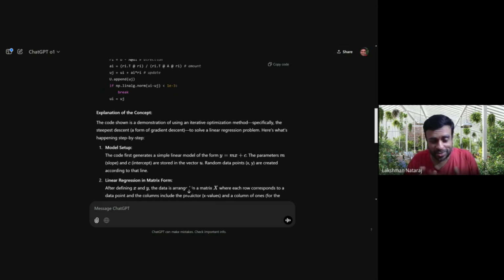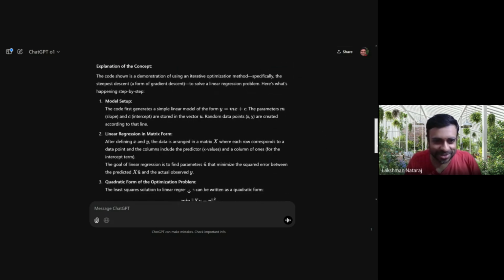That's the interesting thing about o1, right? It's not just a simple thing. So it says the code is a demonstration of an iterative optimization method, that is correct. That is amazing. Now I finally am happy with o1. To solve a linear regression problem, here's what's happening step by step. It is iterative optimization, so that is amazing.